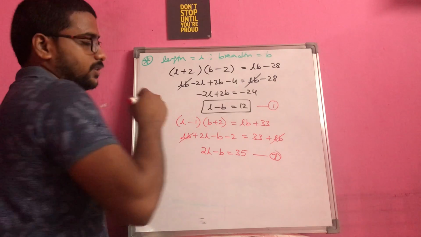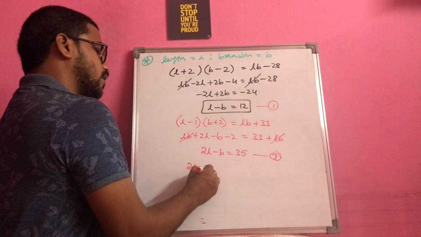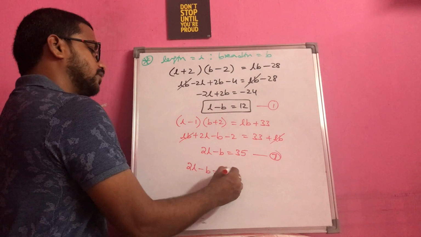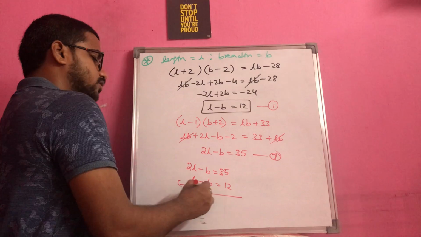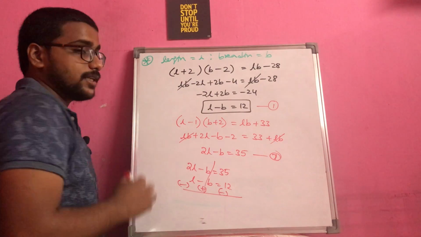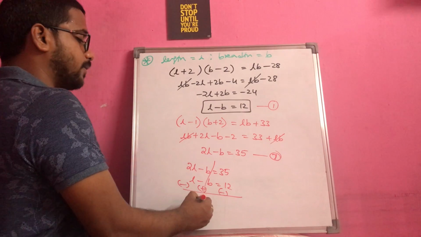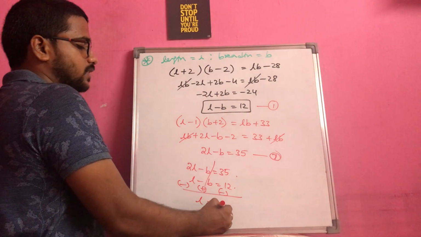This is my first condition. Right? Now how to solve this one? It's a very simple thing. 2L minus B is equal to 35. L minus B is equal to 12. So if we subtract these, minus B plus B will become 0. 2L minus L is L. 35 minus 12 is 23 units.